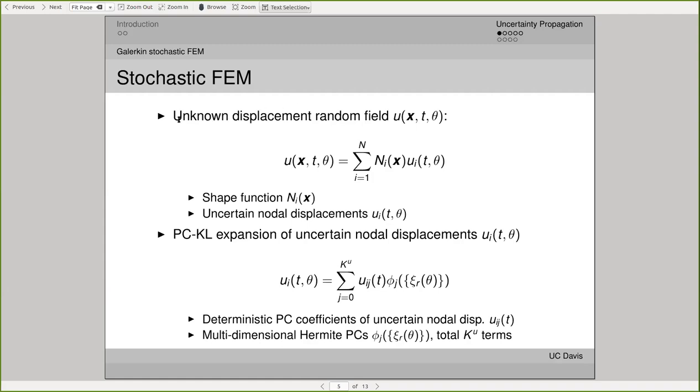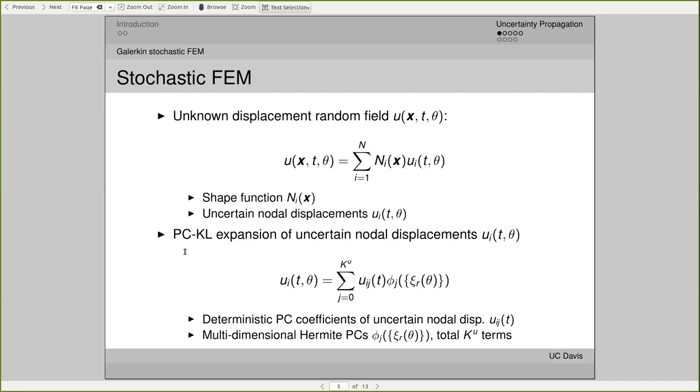Again, now we have the unknown displacement random field in space, time, and probabilistic space. First step, we're going to perform a discretization in the spatial domain, using the conventional shape function as in the deterministic finite element. So now we represent this unknown displacement random field with a deterministic shape function and also the uncertain nodal displacement. This is a standard spatial discretization as in the deterministic finite element method.